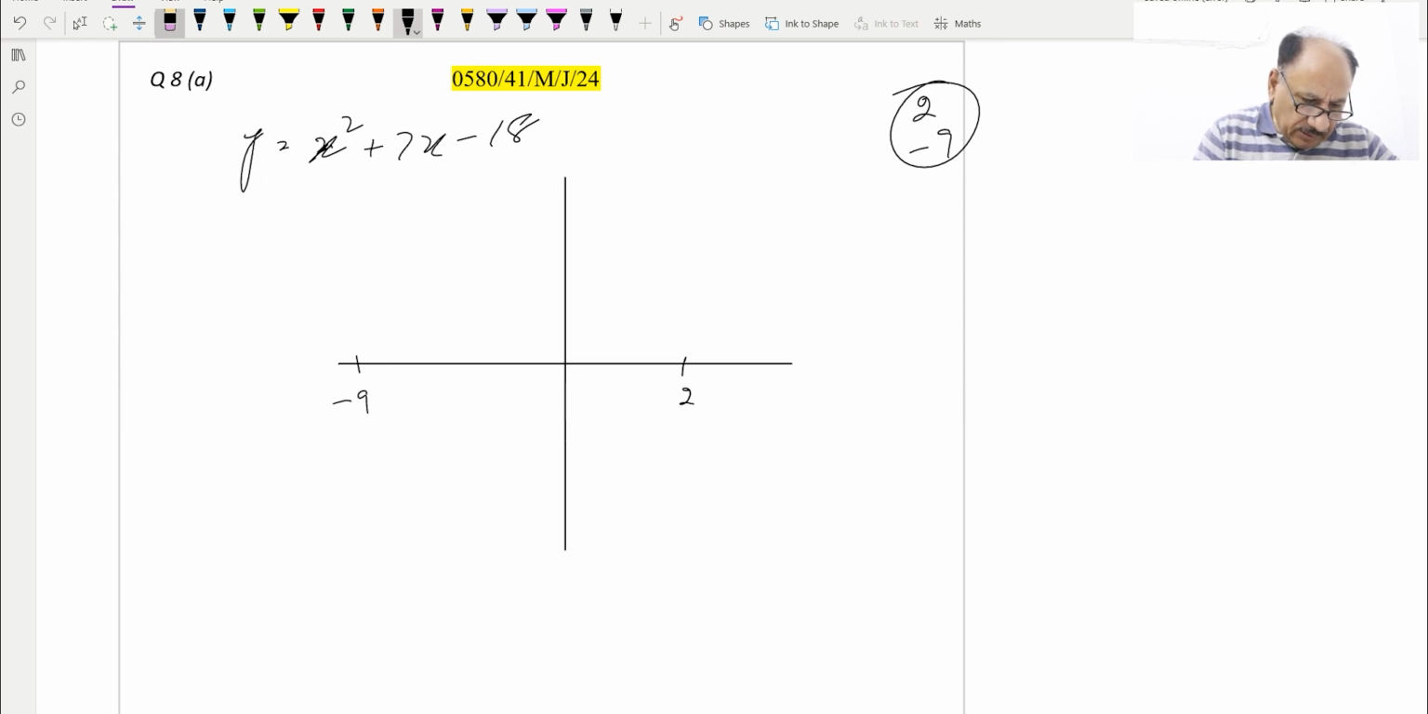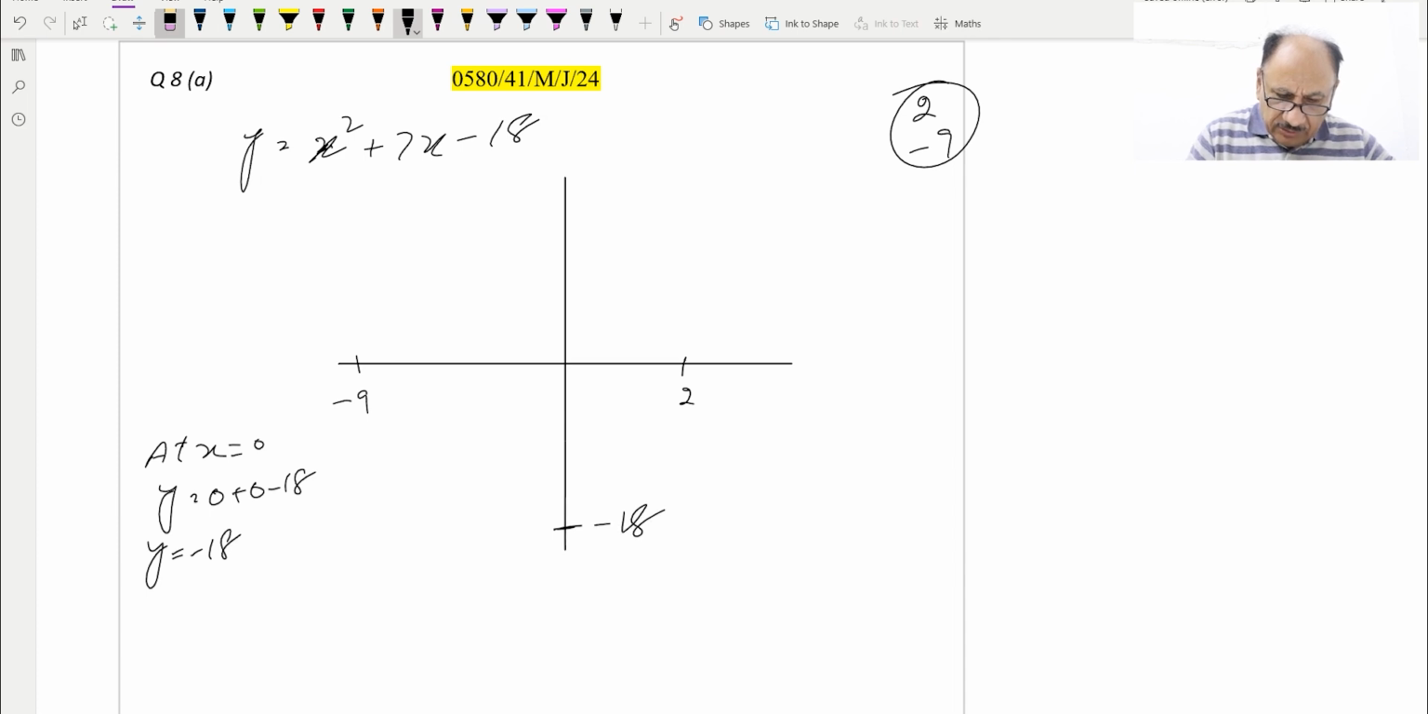So at x is equal to 0, y will be equal to 0 plus 0 minus 18. So y will be equal to minus 18. So minus 18 we can take, like for example over here, minus 18.